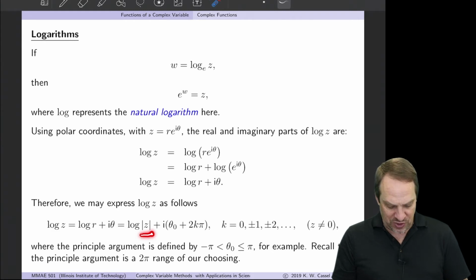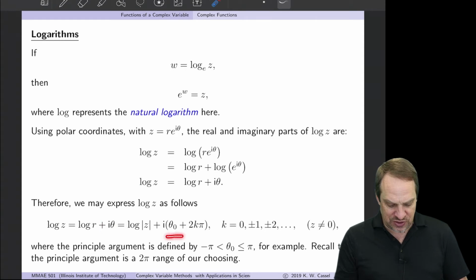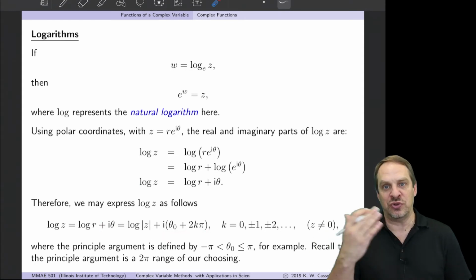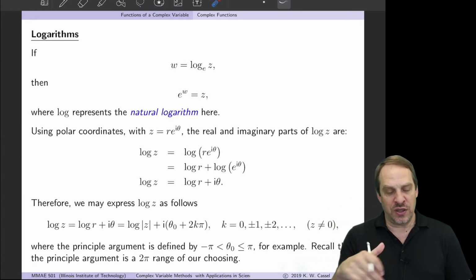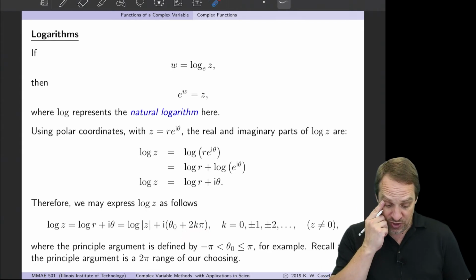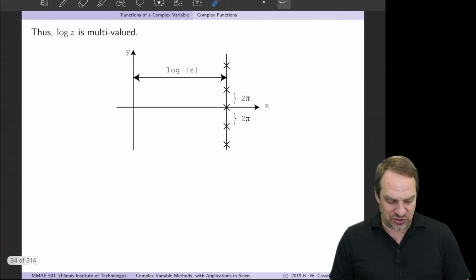r is the same as mod z, so you can think of it either way. And then remember, theta is multi-valued, so that's theta 0 plus 2k pi, theta 0 being the principal argument between 0 and 2 pi, or minus pi to pi, whatever the 2 pi range we choose, and then plus any integer multiple of 2 pi brings us back to that same point. Okay, so that's our general expression, real plus i times the imaginary part of log z. We'll see how that's useful.